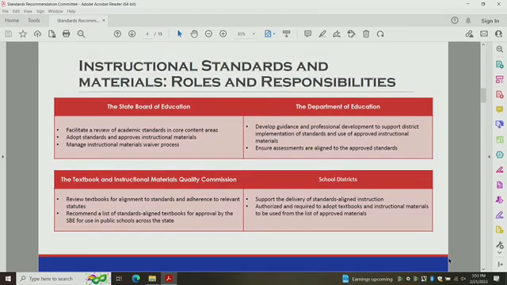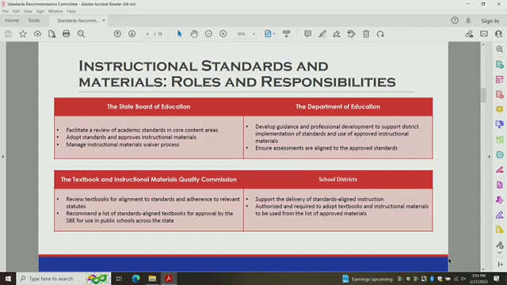Today, as I mentioned, we're going to spend a little time delving into one big area of responsibility for the State Board, which is setting instructional standards. These standards drive decisions made by the Textbook and Instructional Materials Commission, as well as professional development for educators and student assessments across the state, which is managed by the Department of Education.